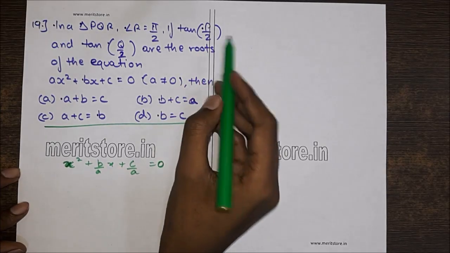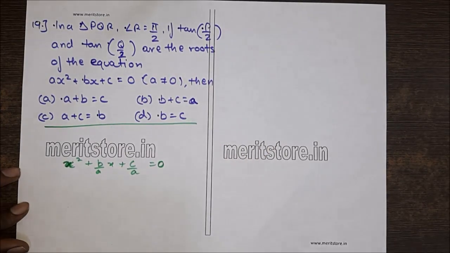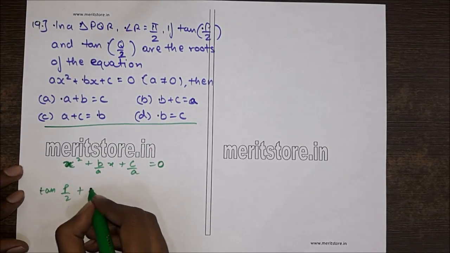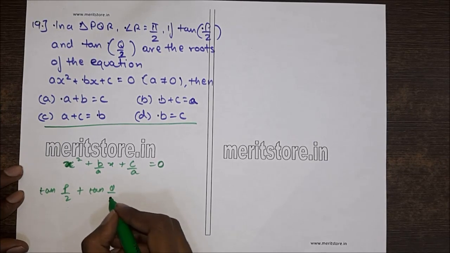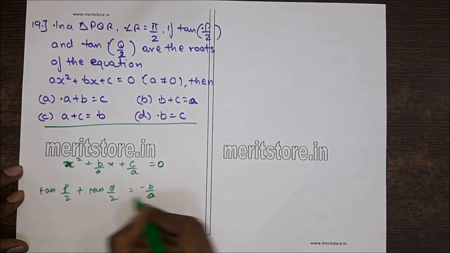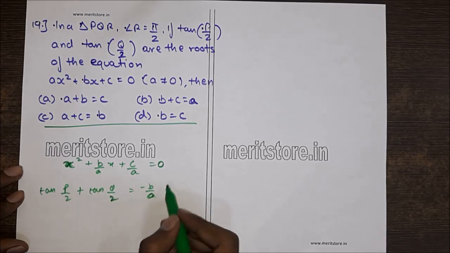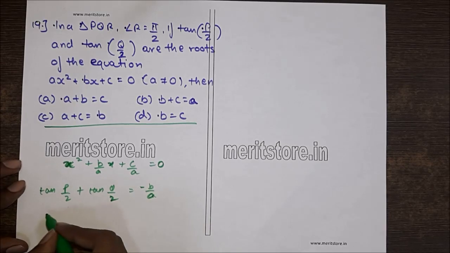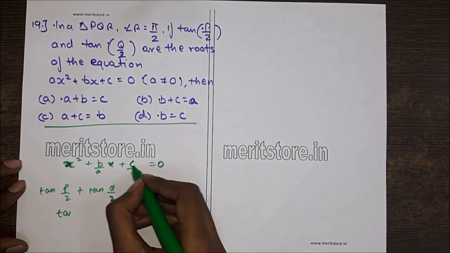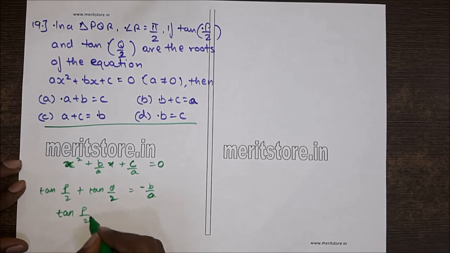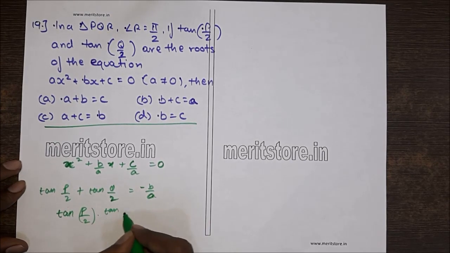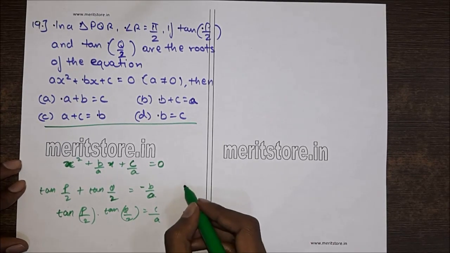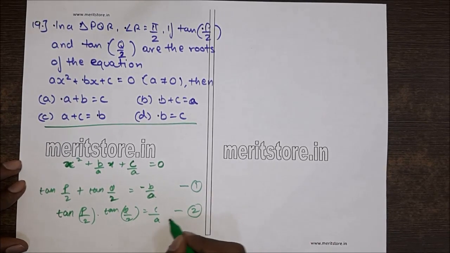So tan P by 2 and tan Q by 2 are roots of the equation. So we can say tan P by 2 plus tan Q by 2 is minus b by a, because the sum of the roots is the coefficient of x into minus 1, and similarly the product is c by a. So tan P by 2 into tan Q by 2 is c by a. Let this be equation 1, let this be 2.